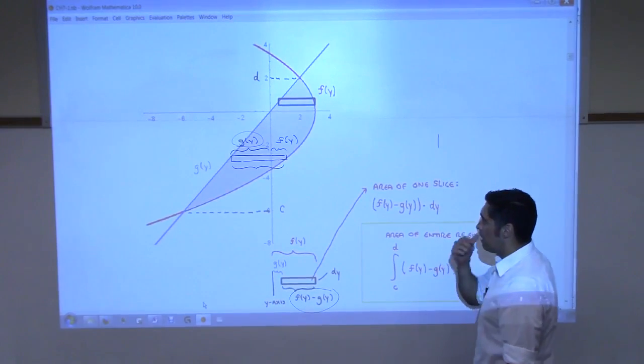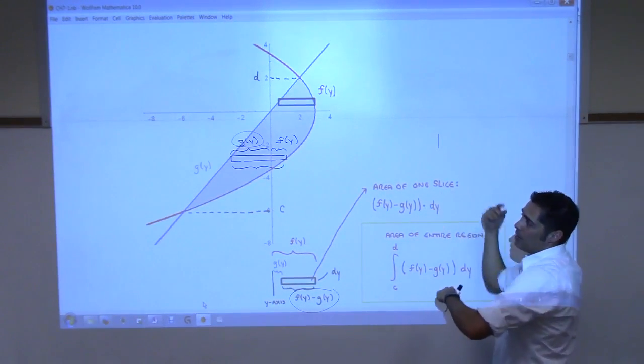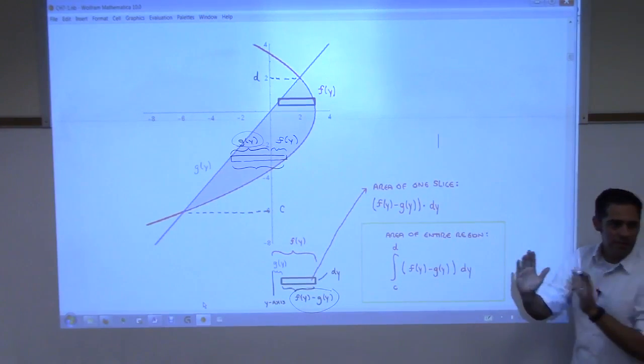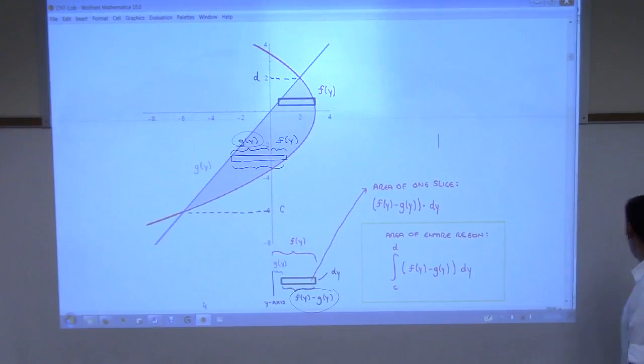The only thing you have to worry about is which one's on the right, which one's on the left. And in the other case where we have vertical rectangles, all you have to worry about is which one's on top, which one's on bottom. All right, I think it's time to see this in action, yeah?